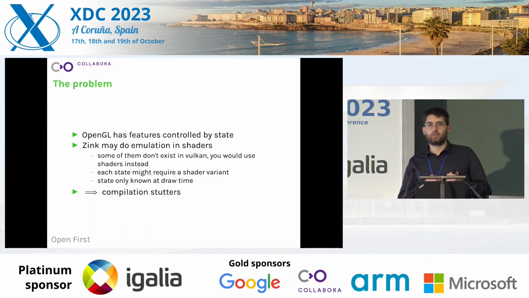So the problem is state can change at any point. We can't predict how it will change. And this means that when we draw, we might have to compile a shader variant to deal with that particular combination of states, that particular state at that point in time. And because we can only be sure about the state when we are drawing, we have to do this right before drawing, and therefore we get stutters.